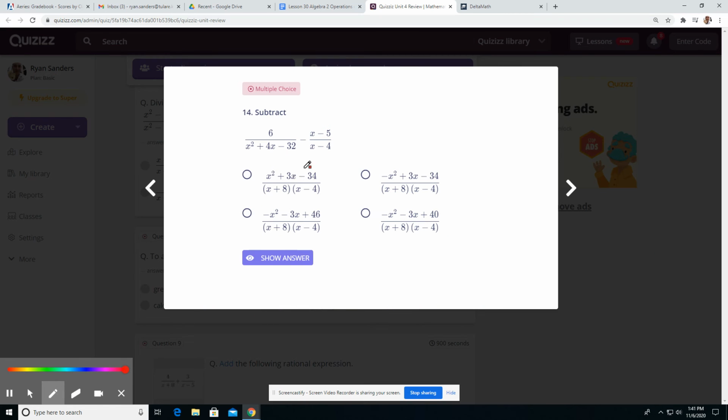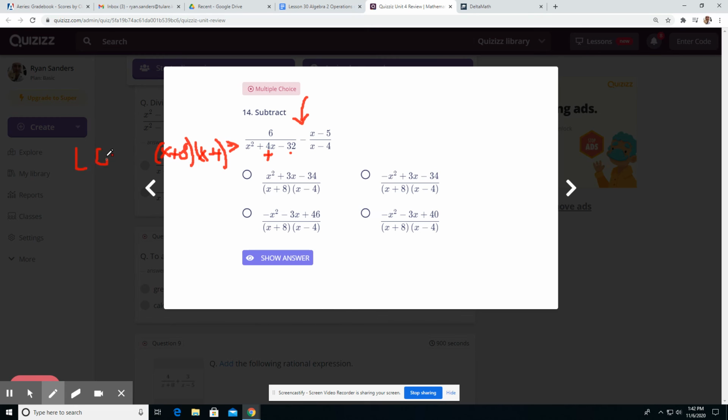Next, subtract. So when we look at this, I need to know what this bottom is in terms of factors. So I have to factor that bottom so that I know what my least common multiple will be. What numbers multiply to be negative 32 and add to be 4? x plus 8, x minus 4. 8 times negative 4 is negative 32. 8 plus negative 4 is positive 4. Check. So our least common multiple is this.